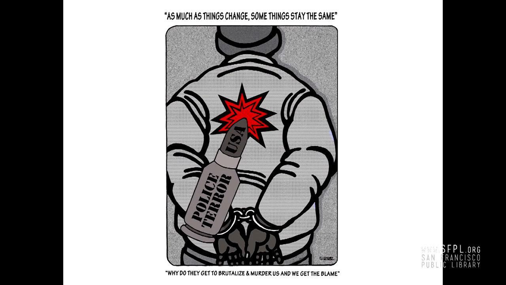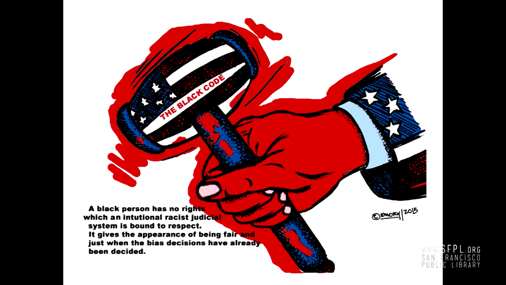That was Oscar Grant era, right? Yes, this was when Oscar Grant was murdered, the initial one I did. This one I call the Black Code. You had a slave code, Black Code. Emmett Till was killed because of the black slave code, you could say, black code.